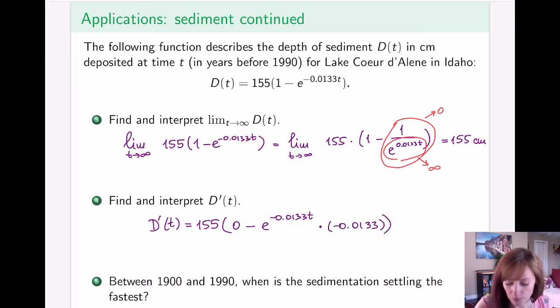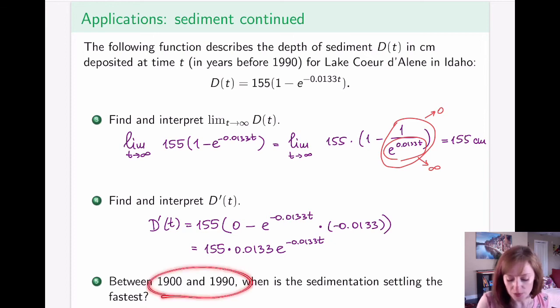So the derivative of that is simply the coefficient in front of it, minus 0.0133. Okay, and then if you simplify this out, you will notice that you get 155 times 0.0133 e to the negative power that it was at the very beginning. So notice that this minus and this minus actually become a plus, and this whole thing has a positive coefficient in front of it. Next part, between 1900 and 1990, which means between t equals 0 and t equals 100, you're asked, when is the sedimentation settling the fastest? I'm going to leave this question up to you to ponder about what it is that you actually want to maximize here and how, in fact, to do so.